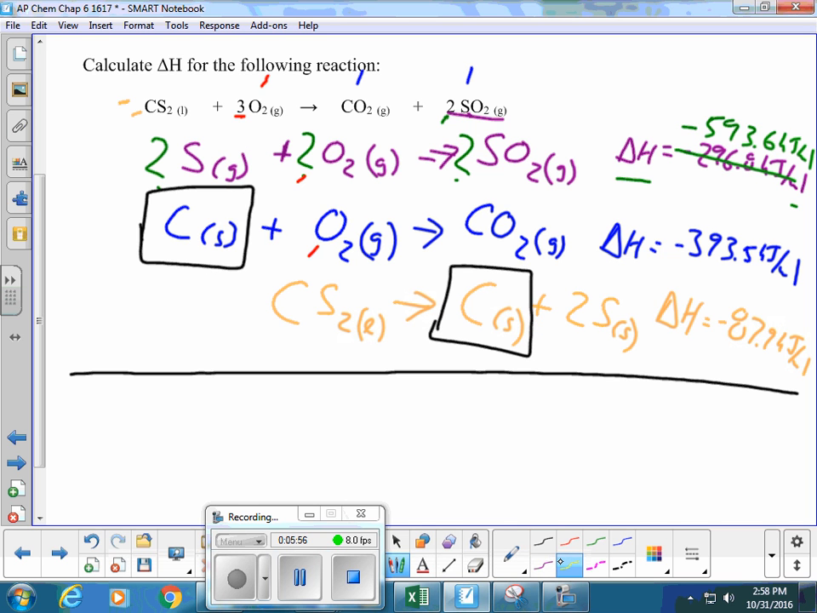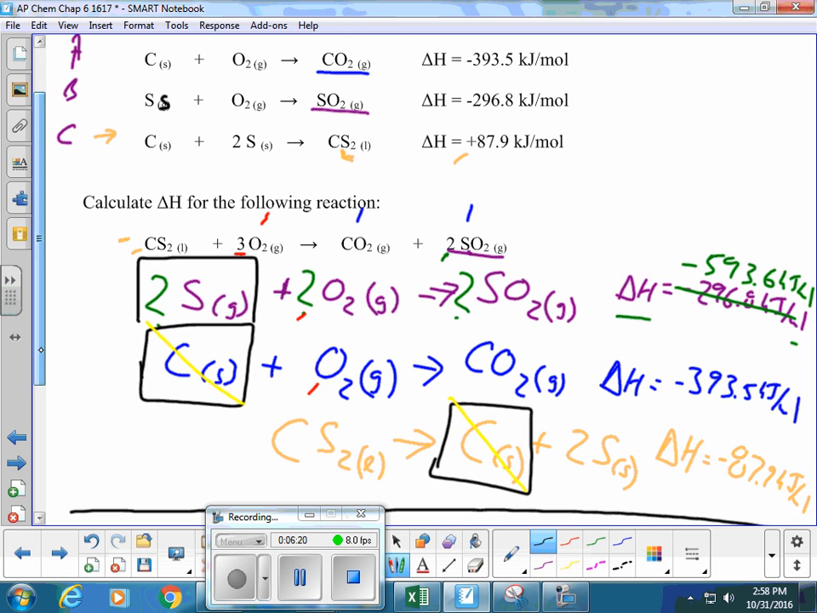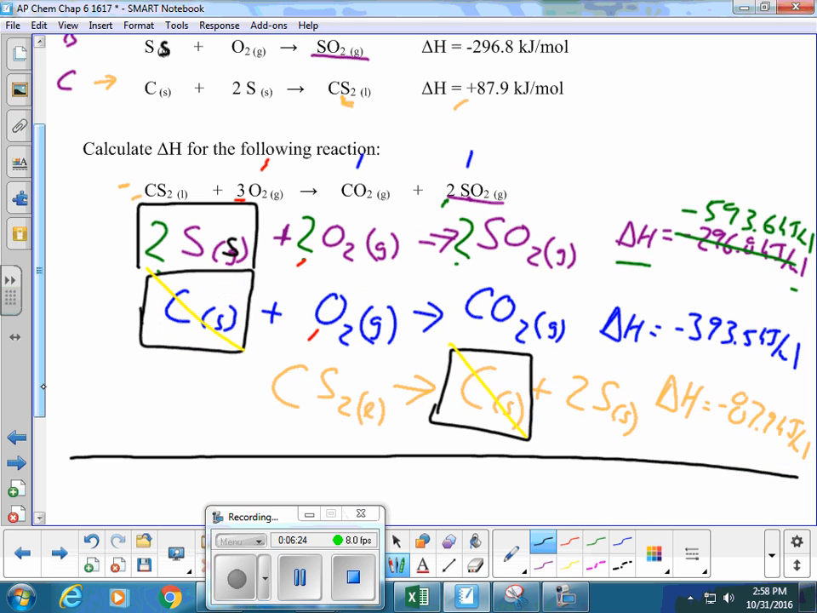And then I'm going to look right up here. I've got 2 sulfurs, as it says it's a gas there. I think that's a solid though. Yeah, this right here is a typo. That should be sulfur as a solid, which means this sulfur here should be as a solid, and that sulfur is a solid, and that sulfur is a solid. Then we'll subtract off of both sides.